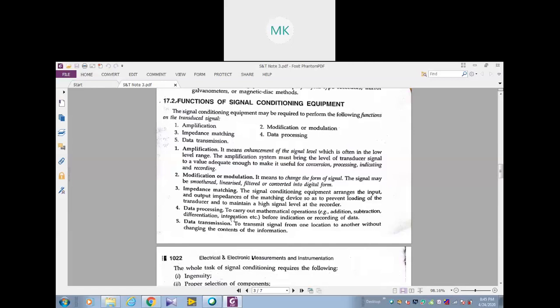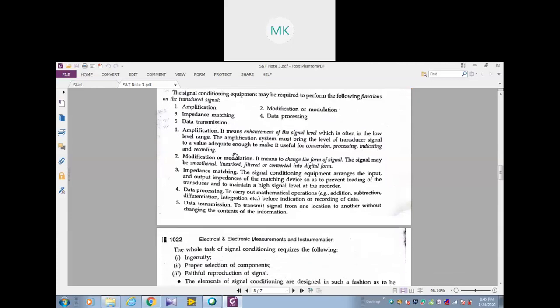Next, data processing. Data processing means to carry out mathematical operations, addition, subtraction, differentiation, integration, etc., before indication or recording of data. Next, data transmission: to transmit a signal from one location to another without changing the content of the information. Now these are the functions of signal conditioning equipment: amplification, modification or modulation, impedance matching, data processing, data transmission.